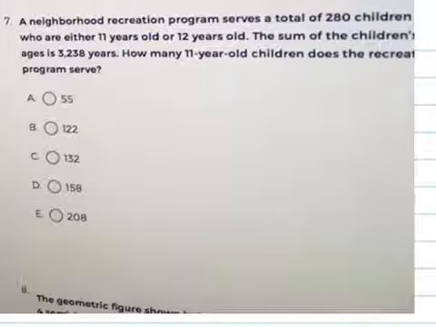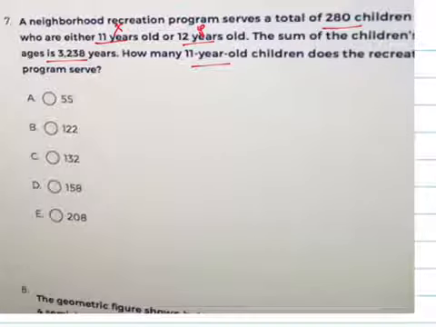Neighborhood recreation program serves a total of that many kids who are either that or that. The sum of the children's ages is that. How many 11-year-olds? So this is a systems of equations problem. You'll definitely have one like this. They're testing your understanding of systems of equations. So first of all, we'll call this x and we'll call this y. The number of 11-year-olds is x, number of 12-year-olds is y.